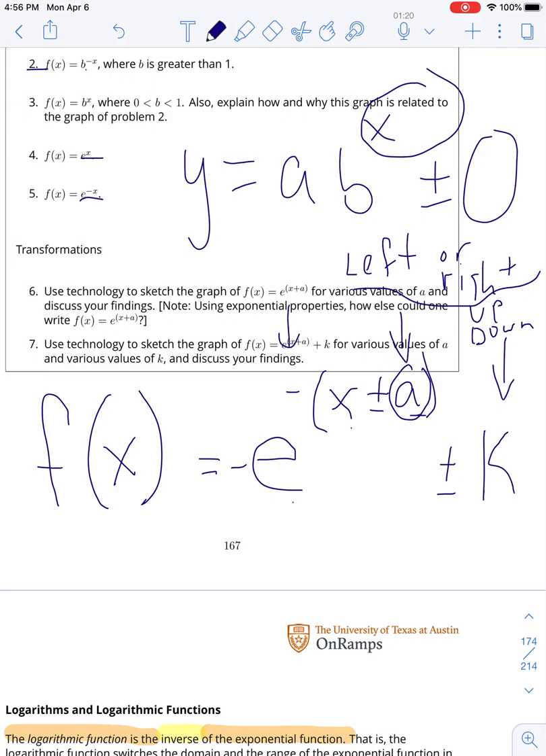And then we also checked out some of the transformations. What if we made the x value negative? Or what if we made the x value, or the value in front of the e negative? It kind of flips the graph.